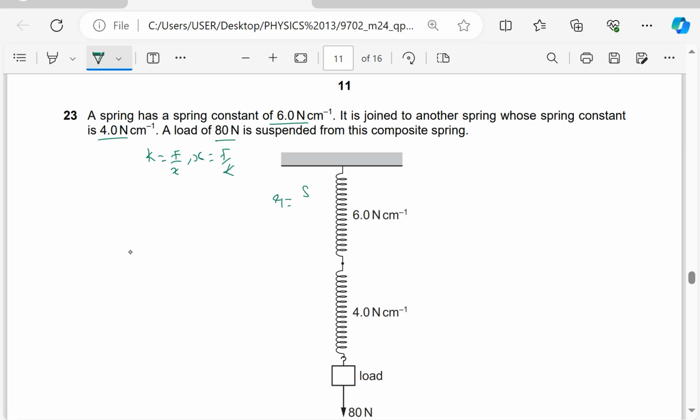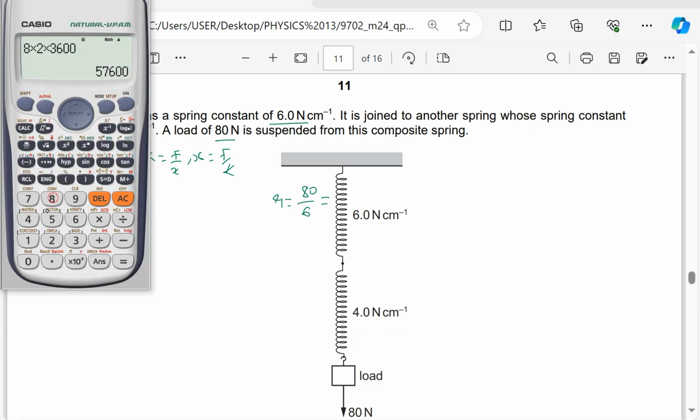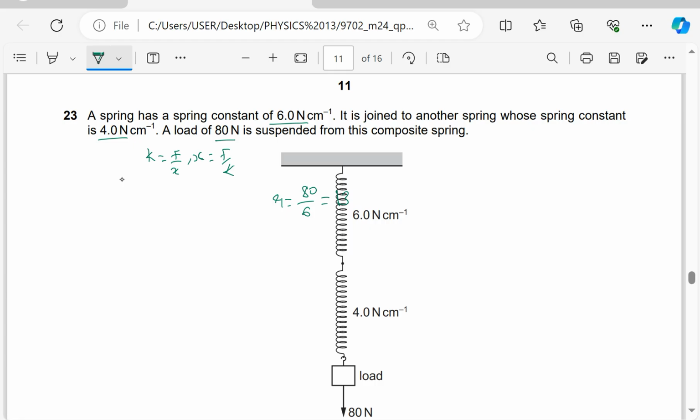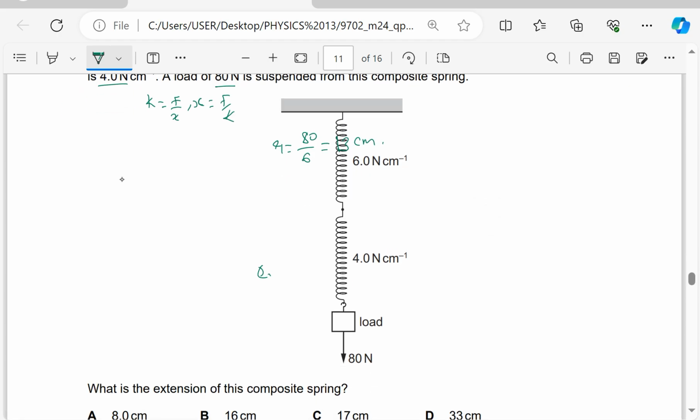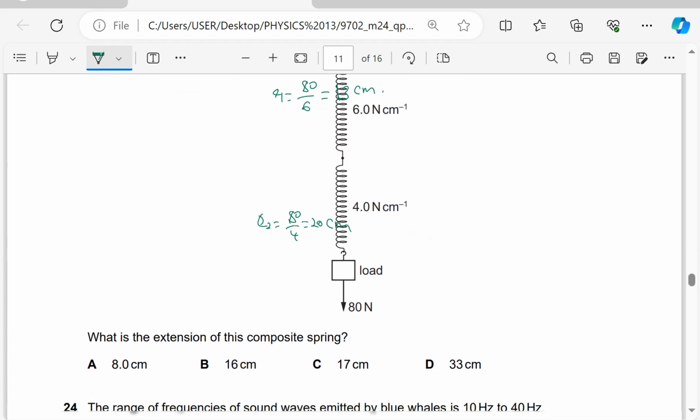So for this one, the force is 80 divided by K, which is 6. So this is 80 divided by 6, which is 13 centimeters. Then I will check this one, E2. It will be 80 divided by 4, which is 20 centimeters. Because they're in series, total extension is going to be the sum, which is 13 plus 20, which is 33 centimeters, which makes the answer to be D.